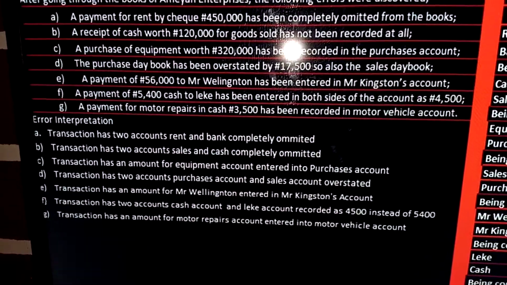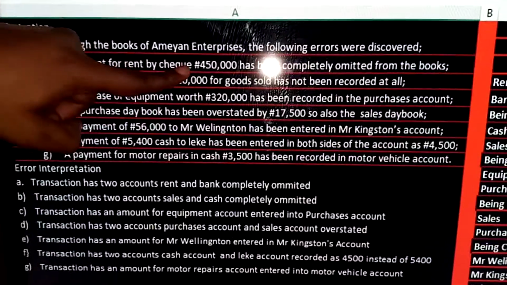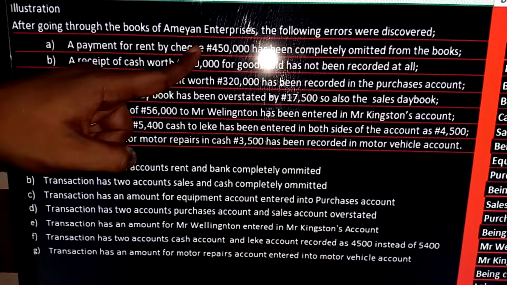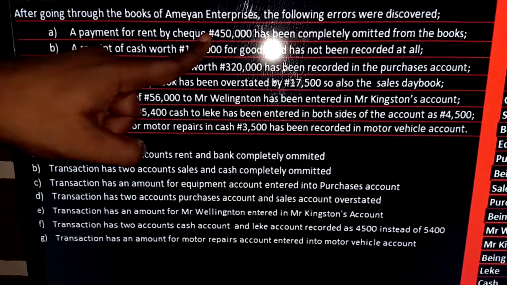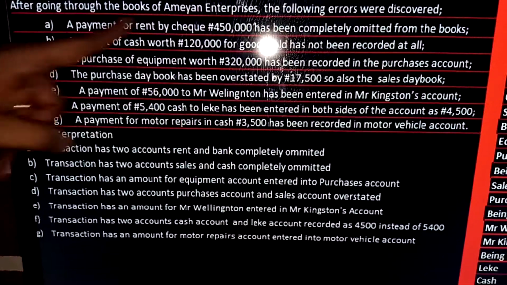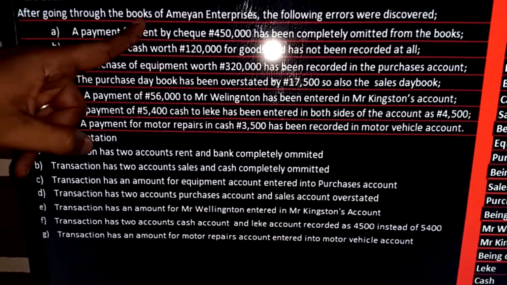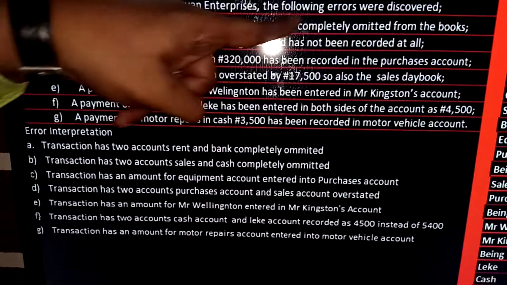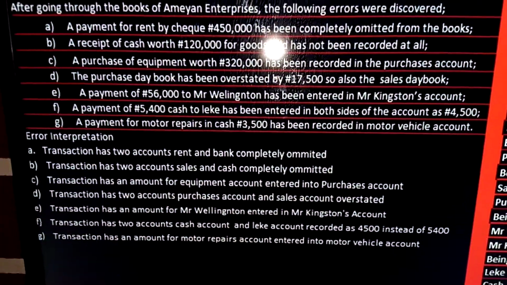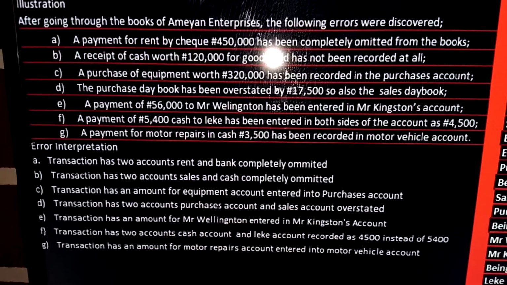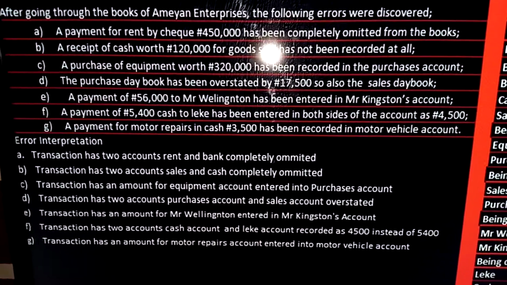What am I trying to say? If you look at the error, they said a payment for rent by check. That means there was a payment made for rent and a check was used for it. So that means in that transaction you have bank and rent. But they are saying that it has been completely omitted from the books. That means it was not recorded at all. So the way to correct that error is to record it.